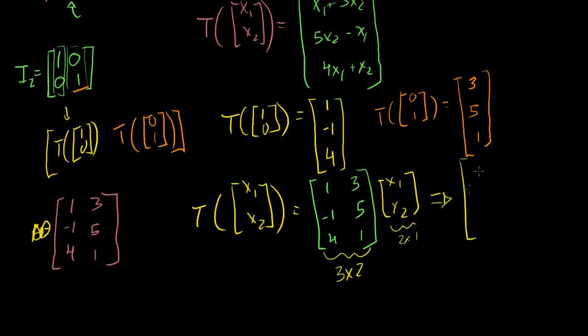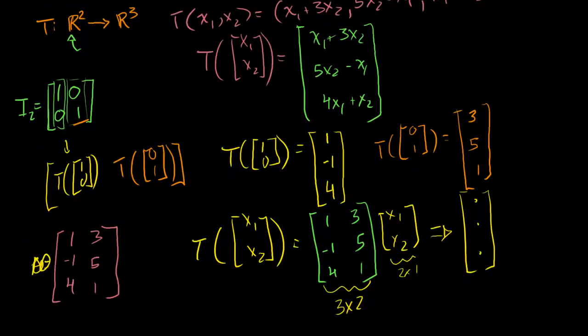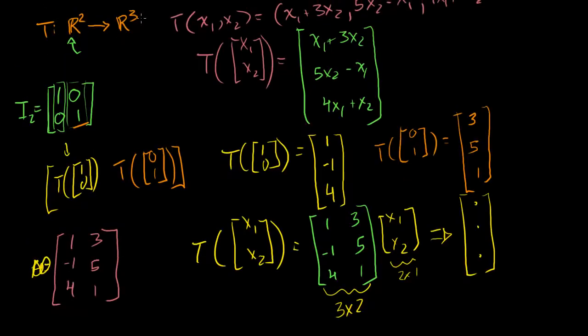a vector that is in R3, right? Because the first row times that vector is going to be the first term, the second row times that vector is going to be the second term, and the third row times that vector is going to be the third term. So by creating this 3 by 2 matrix, we have actually created a mapping from R2 to R3.